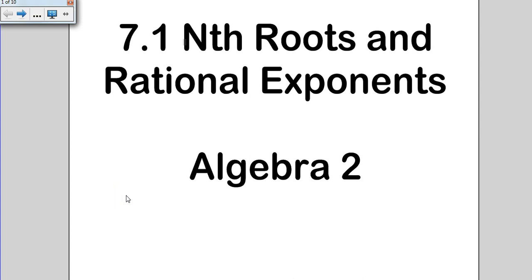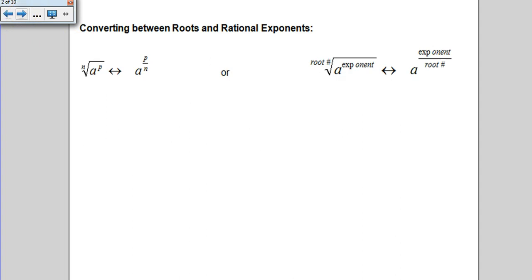Lesson 7.1 talks about nth roots and rational exponents, and we're going to have to use our knowledge of exponent properties that we just went over in the last lesson in order to do this lesson. So first, a couple of things you need to think about.